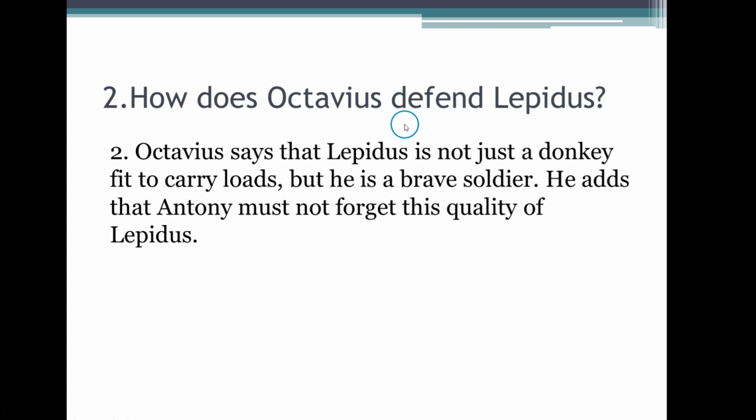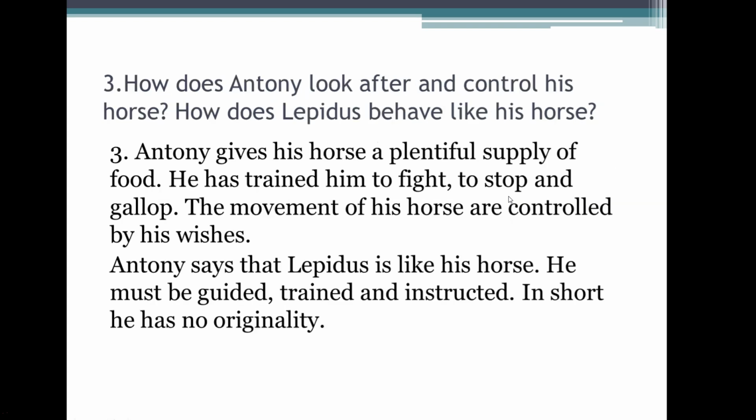How does Octavius defend Lepidus? Octavius says that Lepidus is not just a donkey fit to carry loads, but he is a brave soldier. So here, how does Octavius defend Lepidus? So first answer, he is not just a donkey fit to carry loads, but he is also a brave soldier. So this you can underline, also a brave soldier. He adds that Antony must not forget this quality of Lepidus. This quality of Lepidus means he is a brave soldier. This quality of Lepidus should not be forgotten by Antony.